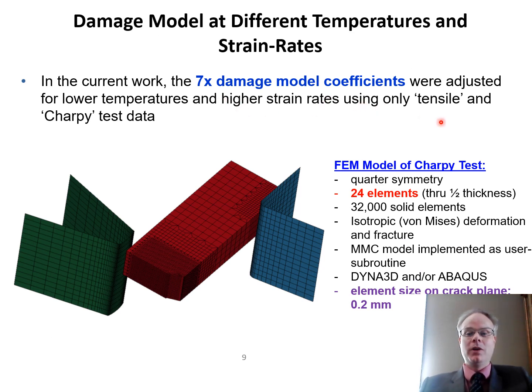There are 7 coefficients in the damage model that we have to worry about. Can we simply vary them and still capture the experimental response just from a Charpy test?